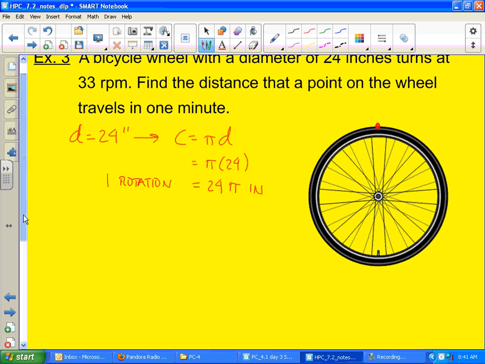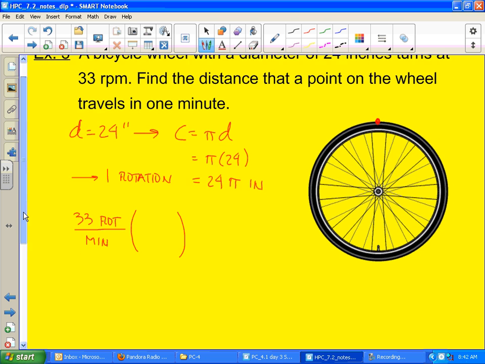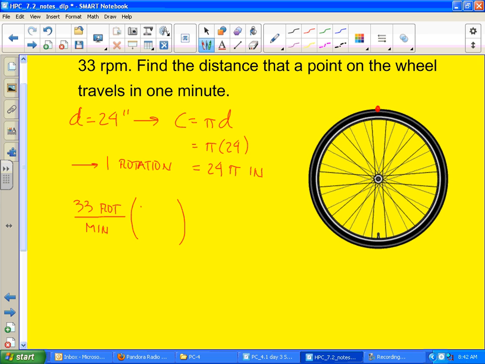So we're just going to use some conversion factors here. Let's start out with what we know. We have 33 rotations per 1 minute. We like to keep the minutes variable down in the denominator, but I want to get rid of rotations, and so here's where I'm going to use this relationship: 1 rotation equals 24 pi inches. I want inches per minute, so I'm going to say 24 pi inches over 1 rotation. My rotation units cancel, and now I'm going to get inches per minute.